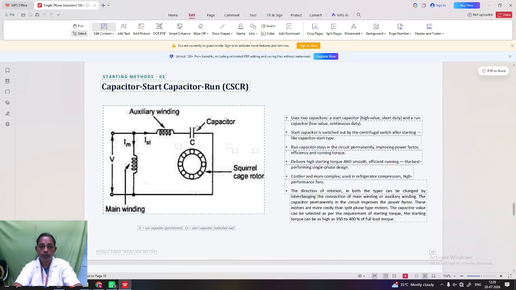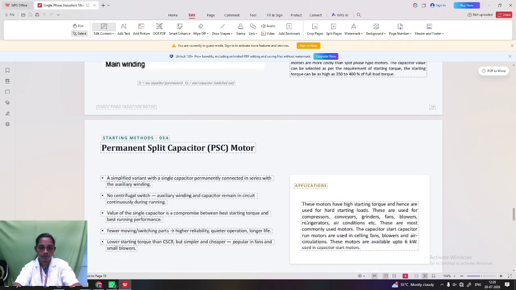By keeping this capacitor in the circuit, we get the power factor improvement. That's the main advantage of this arrangement. The direction of rotation in both types can be changed by interchanging the connection of the main winding and auxiliary winding. The capacitor permanently in the circuit improves the power factor. These motors are more costly than the split phase type. The capacitor value can be selected as per the requirement of starting torque. The starting torque can be as high as 350 to 400% of the full load torque.